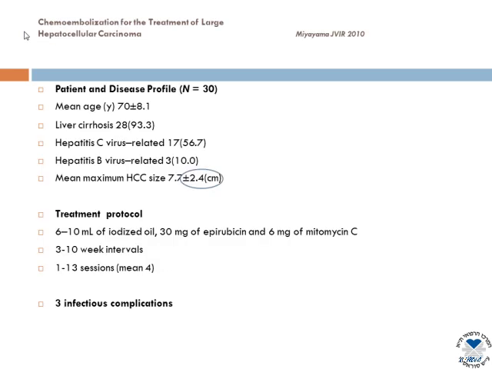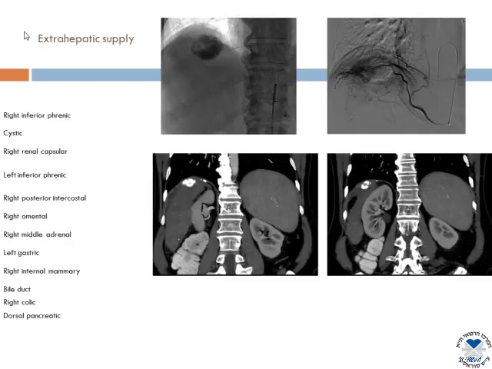So trying to push the limit further to treat more patients. Also, we can see this group that treated 30 patients with a mean age of 70 with both hepatitis C and B virus related HCC with a 7.7 centimeter tumor, and treated these patients with up to 13 sessions and had three infectious complications, which is the main complication when you follow this route.